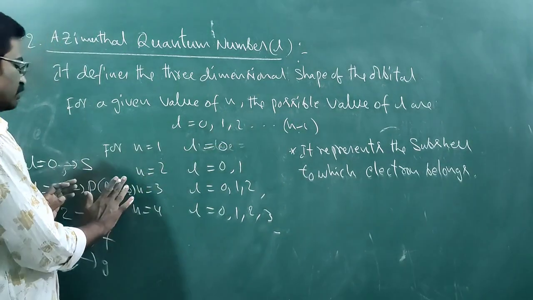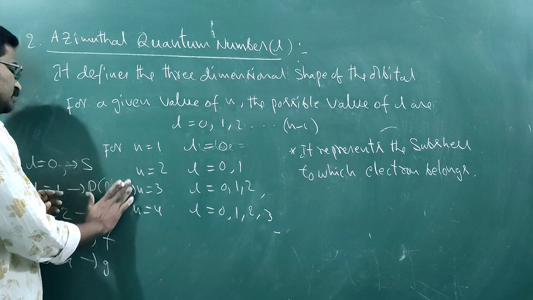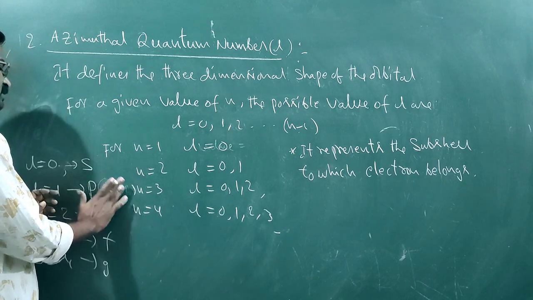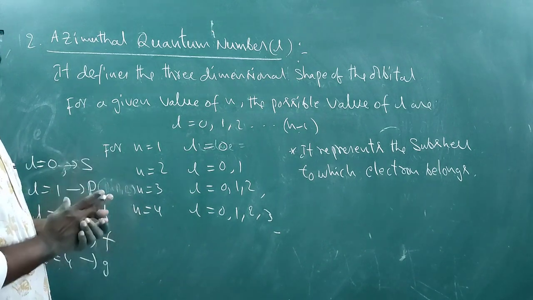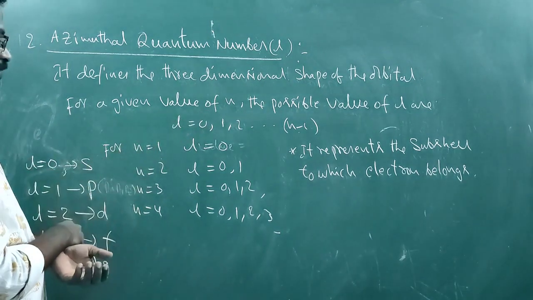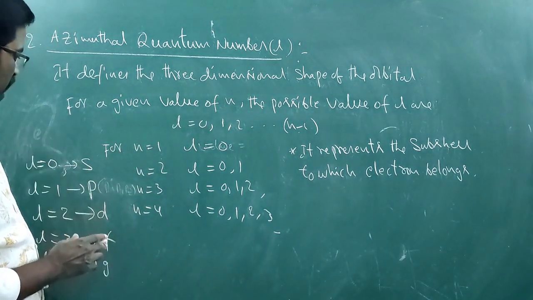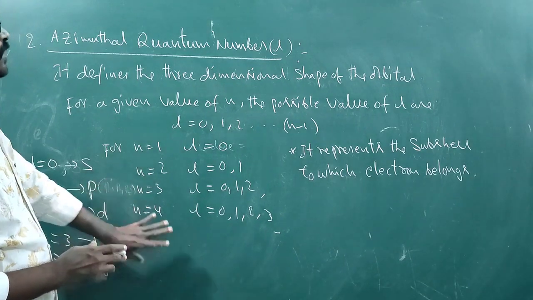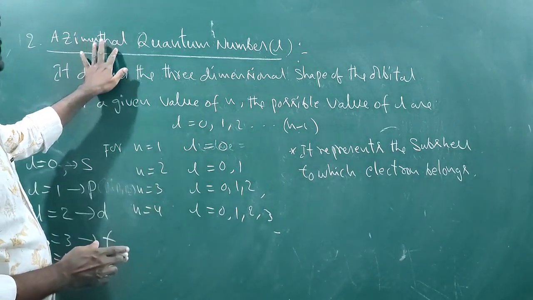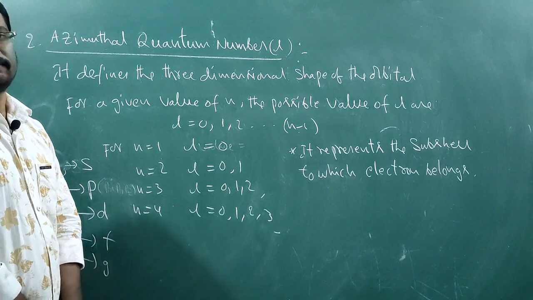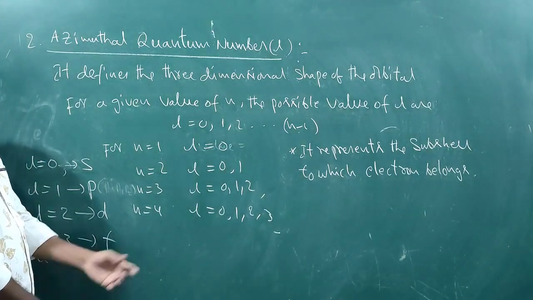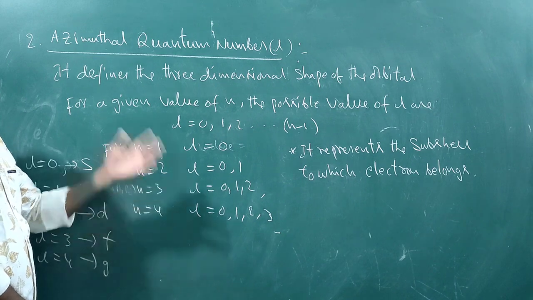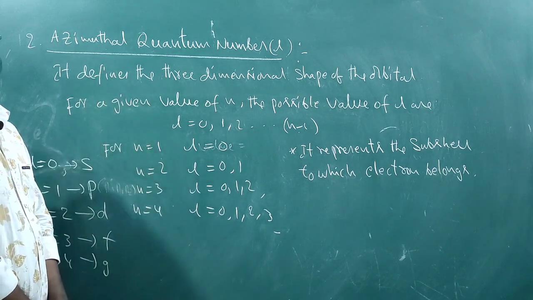It cannot deal with the orbitals; it only deals with the subshell to which the electron belongs. So this is enough for understanding the azimuthal quantum number L. You know this is the basic idea from the 10th class.